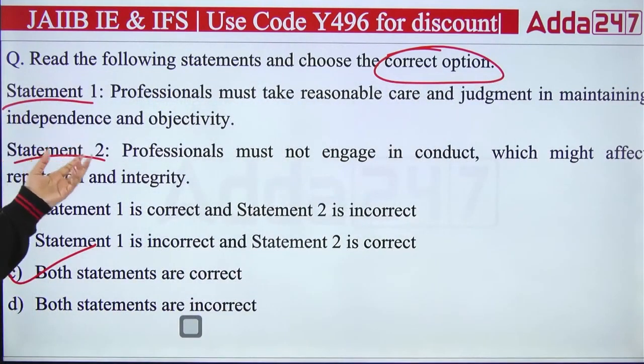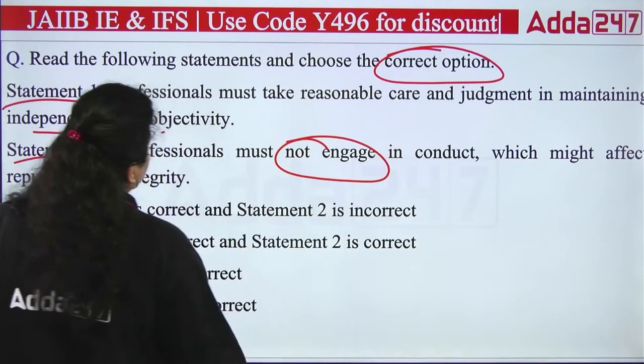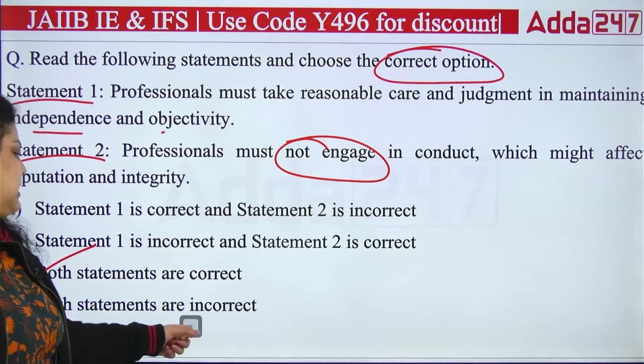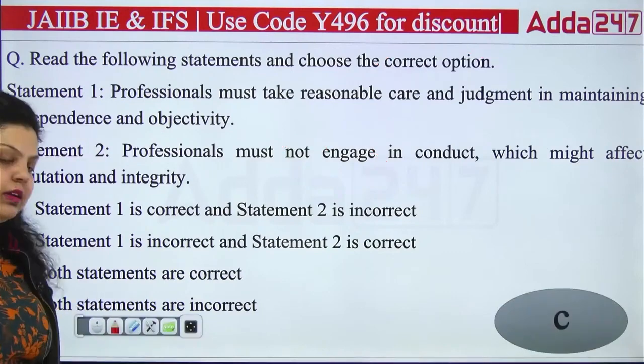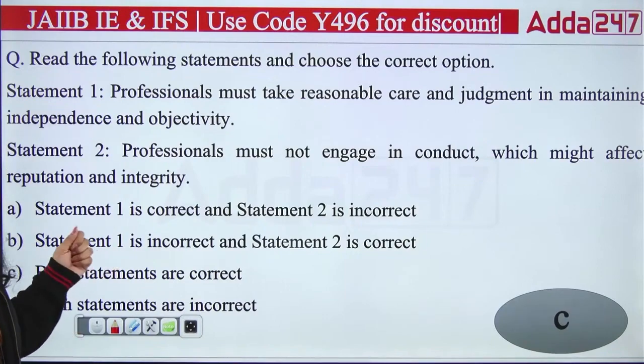They must not engage in the conduct which might affect the reputation and integrity. They should not engage in such kind of activity. First is also correct. You have to take reasonable care and judgment in maintaining independence and objectivity. So right answer is both are correct. The C option is correct. Okay, both the statements are correct here.